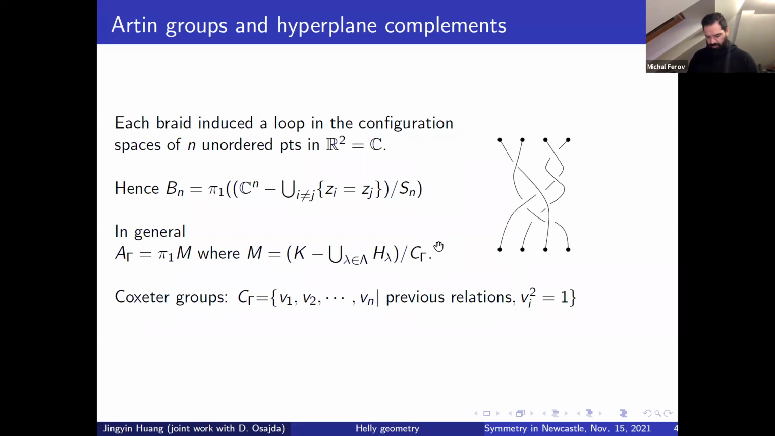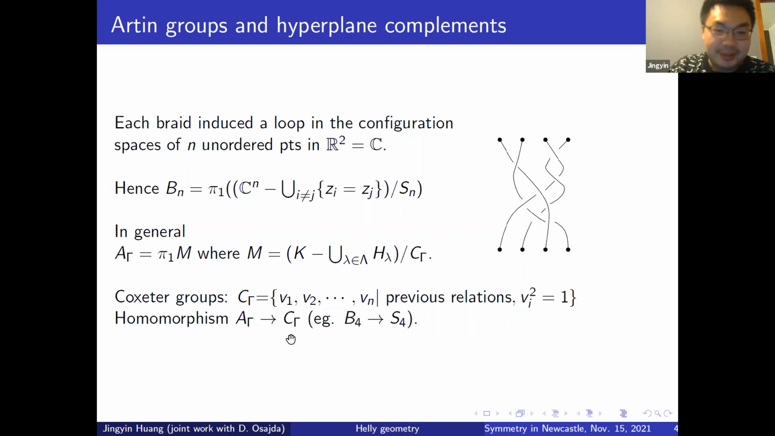Okay, so now the general picture is that there will be a Coxeter group acting on some convex cone in Cn, and the action of the Coxeter group is going to permute a canonical collection of hyperplanes. For example, in the case of braid groups, I have Sn acting on Cn, and the action of Sn is going to permute these hyperplanes zi equal to zj. Now you can remove these hyperplanes from the cone and mod out by the action of the Coxeter group. Then you get a space, and the Artin group arises as the fundamental group of that space. Okay, so this is how Artin groups generalize braid groups.